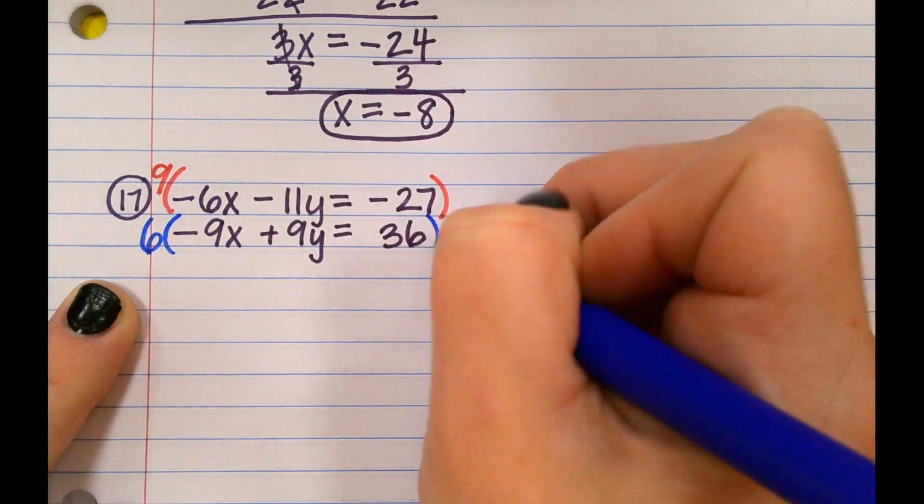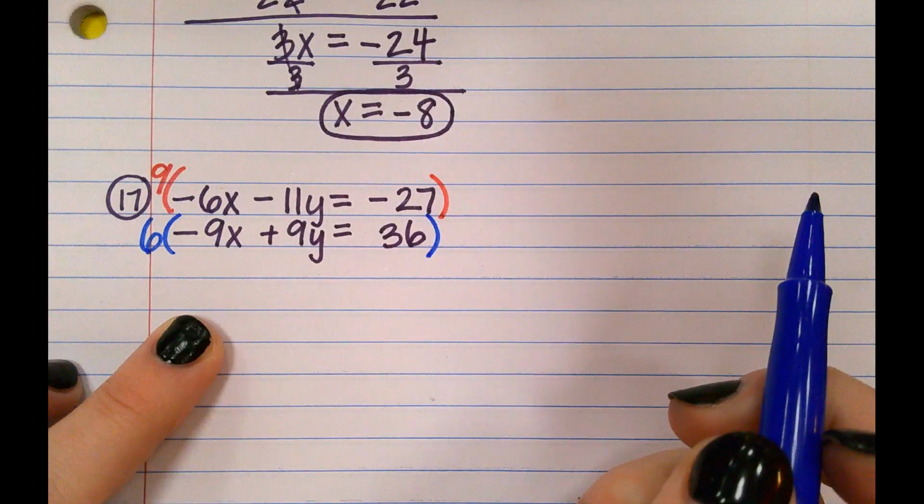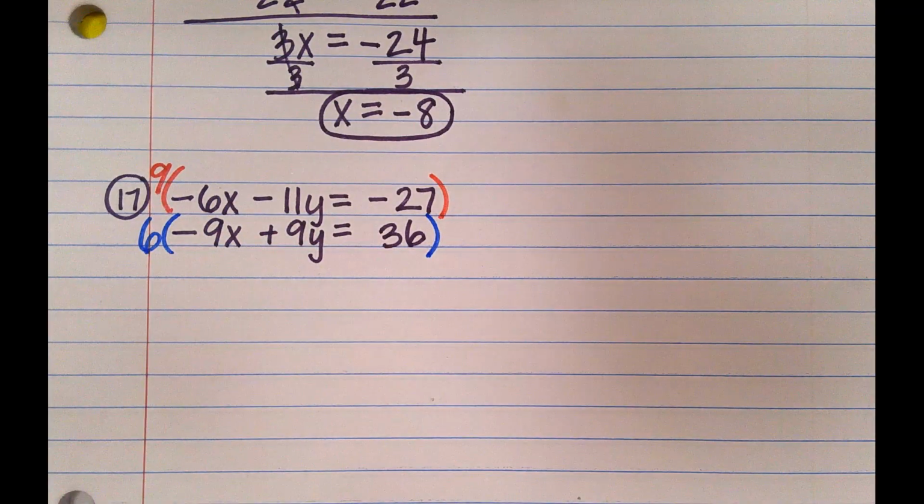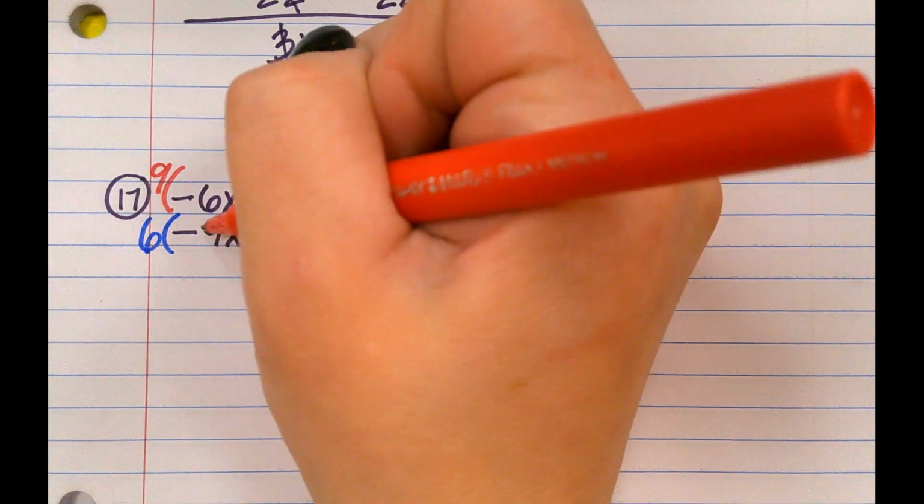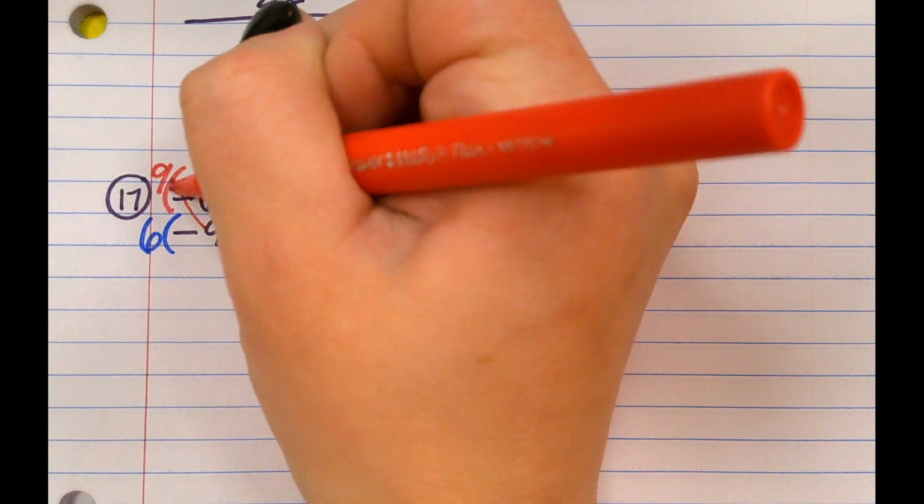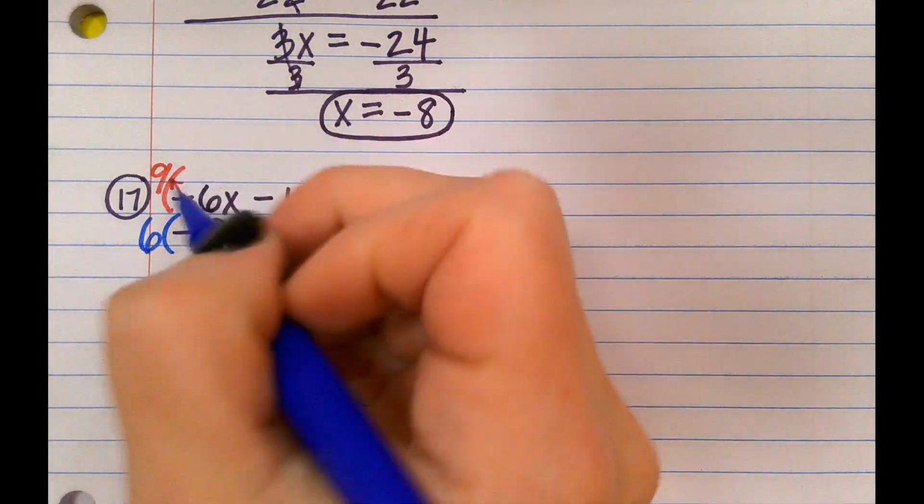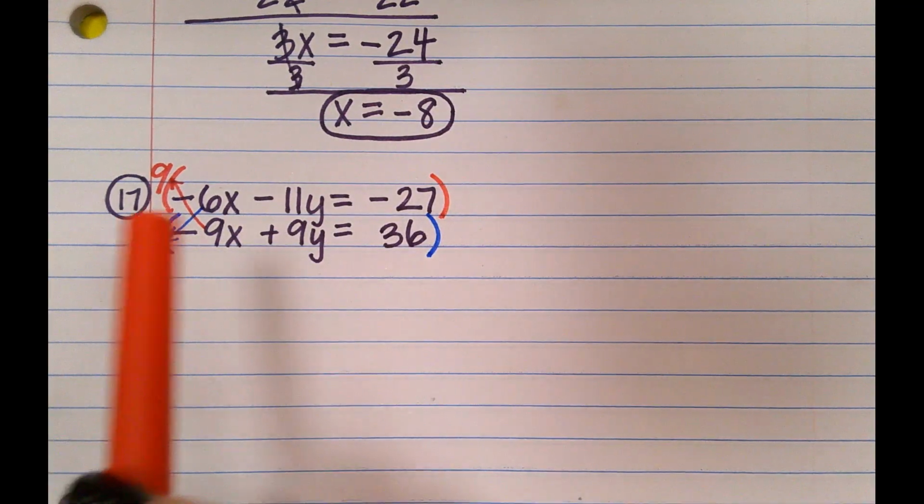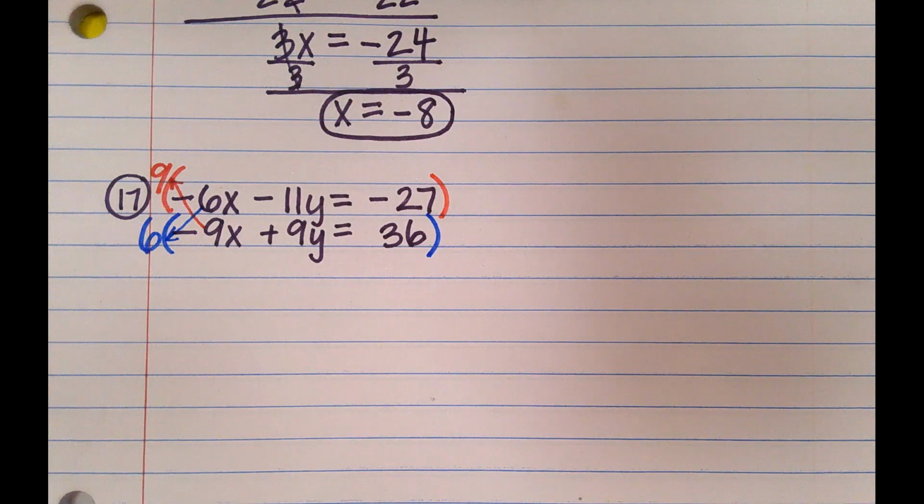Do we see where we're getting those numbers from? It's just the numbers in front of the x. We just flip-flopped them. I just used these, and we just need to make one of them negative. I chose the 6, so we'll do positive 9 and negative 6. If you decide to do negative 9, you'll still get the same answer.